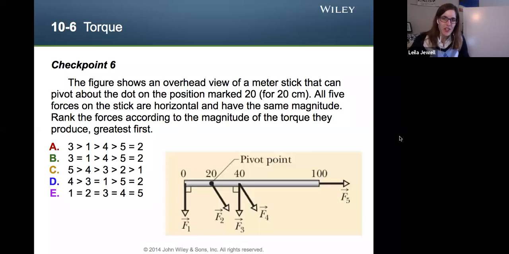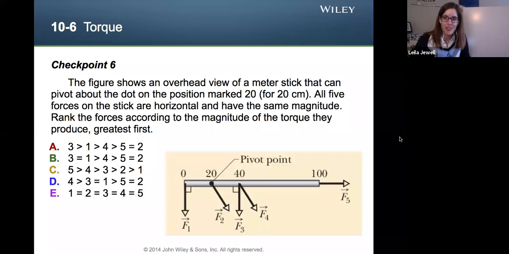Okay, so let's look at a checkpoint with torque. Checkpoint 6: the figure shows an overhead view of a meter stick that can pivot about the dot on the position marked 20, for 20 centimeters. All 5 forces on the stick are horizontal and have the same magnitude. Rank the forces according to the magnitude of the torque they produce, greatest first. So I want you to think about this and choose an answer. I want you to decide on an answer and write it down before you move on. So go ahead and hit pause right now.